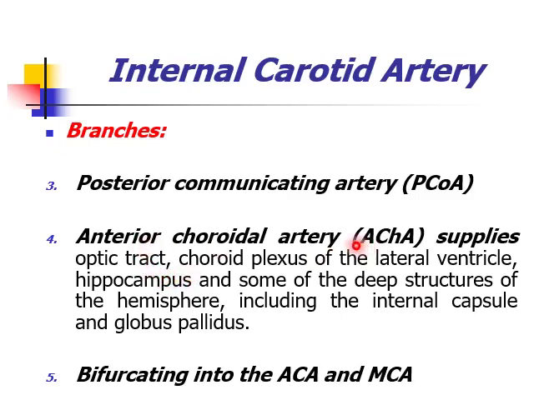So this anterior choroidal artery supplies the optic tract, the choroid plexus of the lateral ventricles. These lateral ventricles would be the origin of the CSF, the hippocampus, and some deep structures of the hemisphere, including internal capsule and part of the basal ganglia, which is called the globus pallidus.